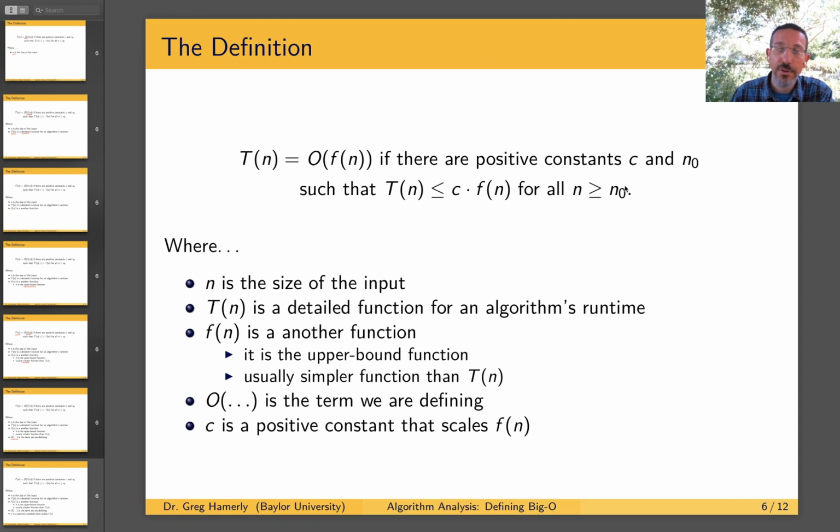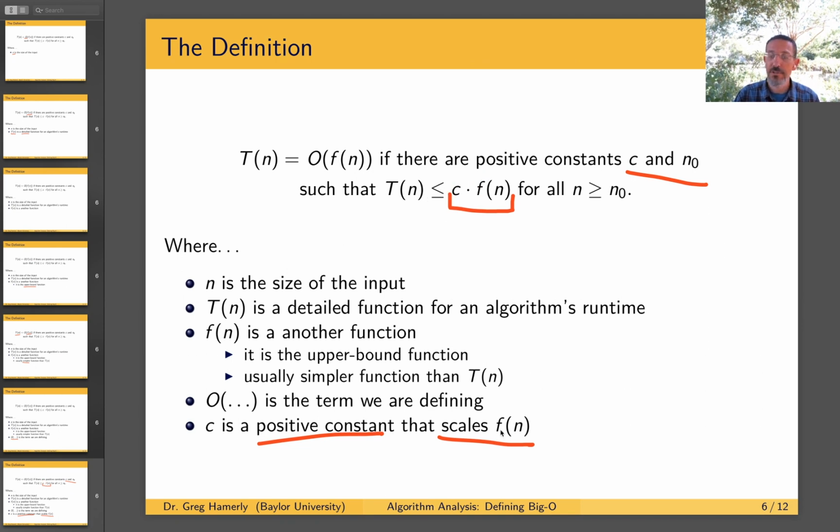Now, these two constants, c and n naught, let's talk about these. C, as you can observe right here, is used right here. C is a positive constant that scales f of n. So it allows f of n to be scaled up by as much as we like without including the c inside of f of n. In other words, if we wanted f of n to be 10 times n, we don't have to put the 10 in f of n because the 10 could be in c, okay? So f of n can be even simpler for that reason.